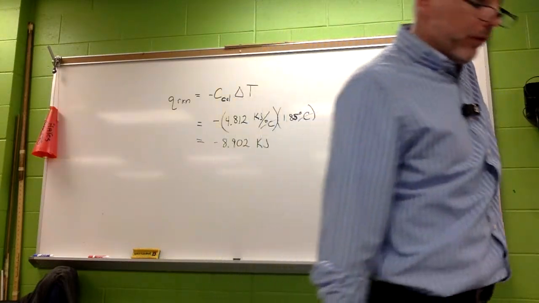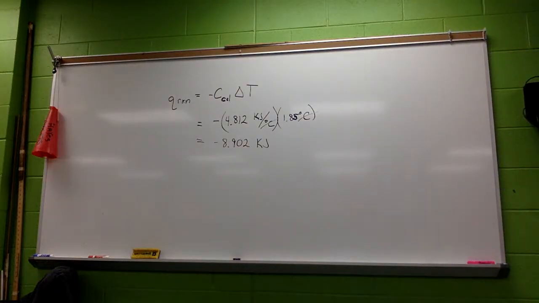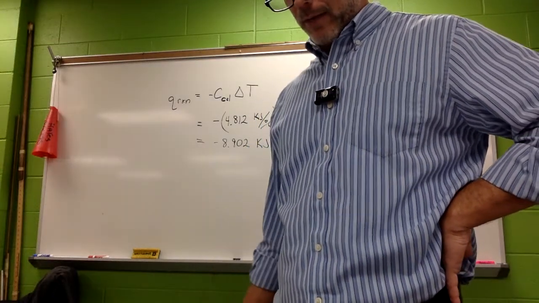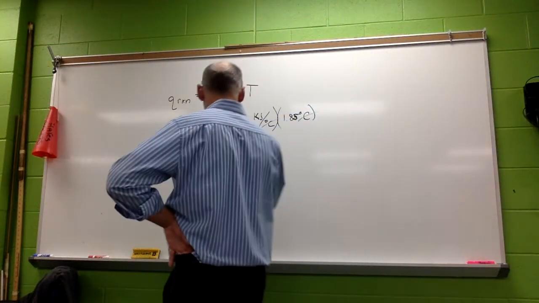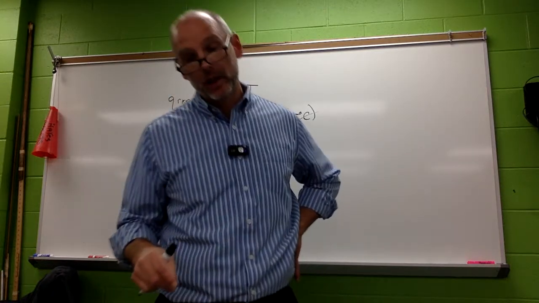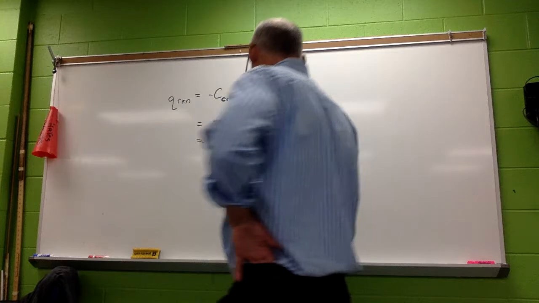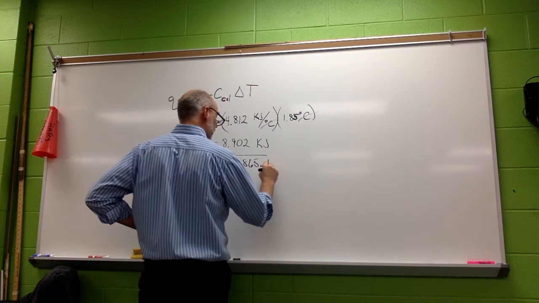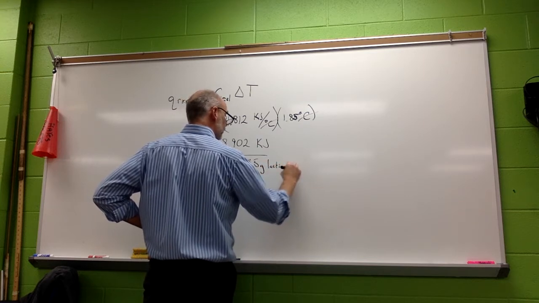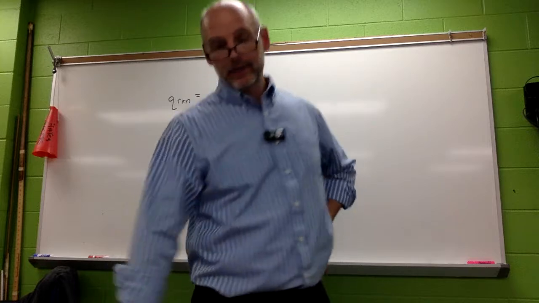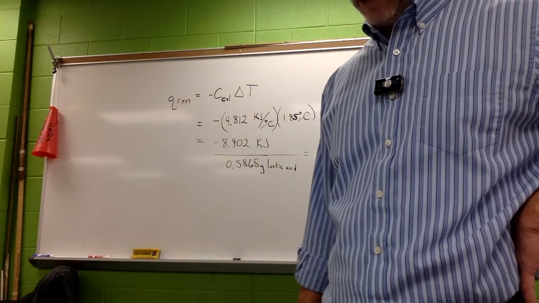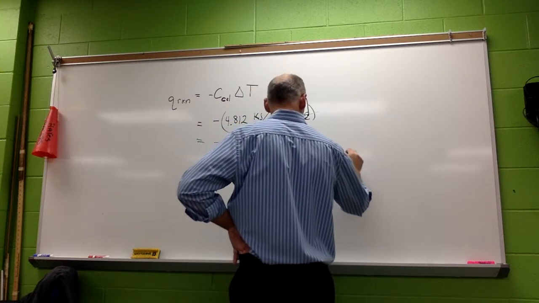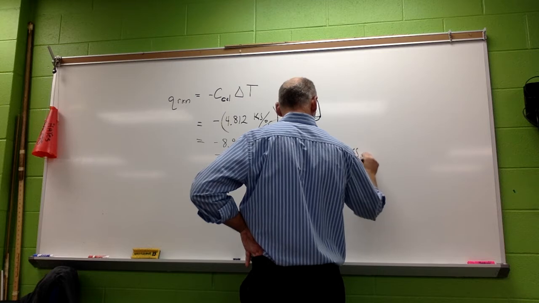Now, we're going to be looking for both the energy released per gram and the energy released per mole. So, to do the gram, all we have to do is divide this by the mass, 0.5865 grams. Okay. That's a little bit over double, so we're going to get 15.18 kilojoules per gram.